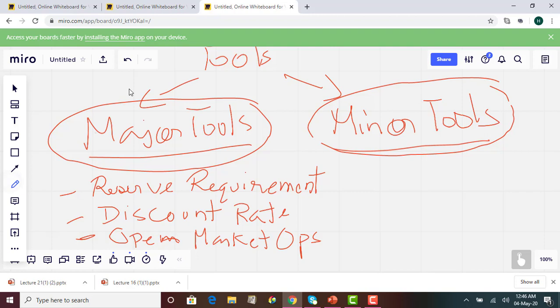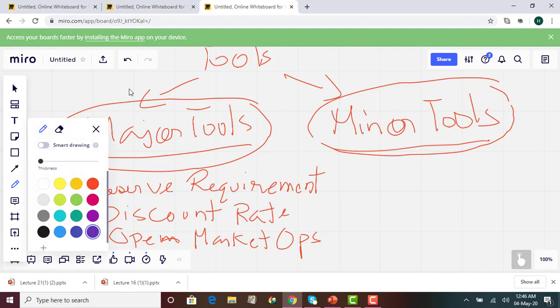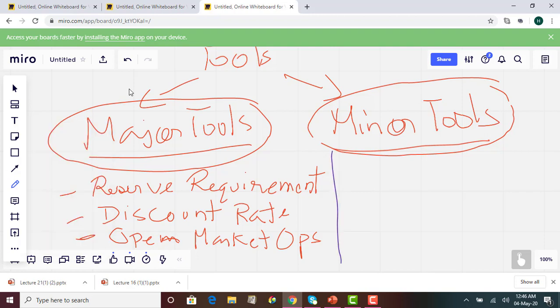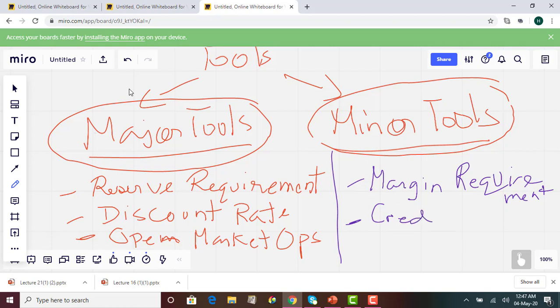Now, what about the minor tools? The minor tools are margin requirement, and again we are going to go over these shortly. Margin requirement is the first type of minor tool. The second is called credit control, and the third is called moral suasion.